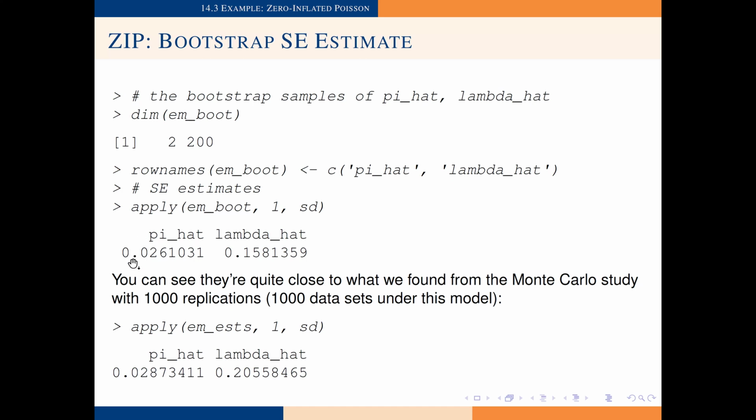In this case, for pi hat it is about 0.026. You can see it's actually quite close to what we get if we take the earlier 1000 replications and compute the standard deviation of the pi hats across them. For the lambda hat, our bootstrap estimate of the standard error is about 0.16, which is a little bit different from what we got from the Monte Carlo 1000 replications, but you can see that the scale is actually quite similar.